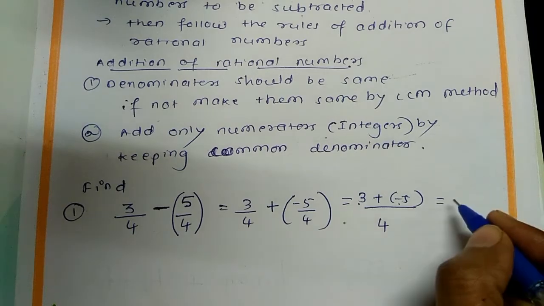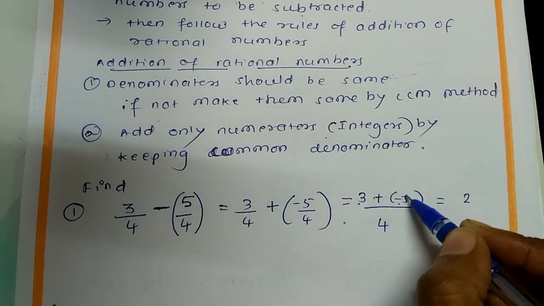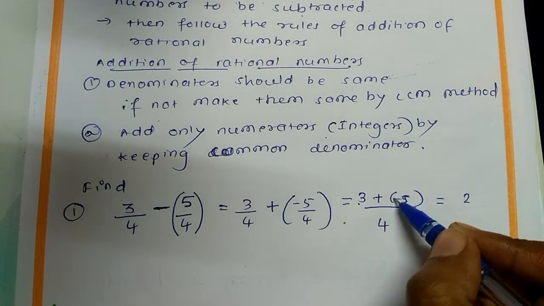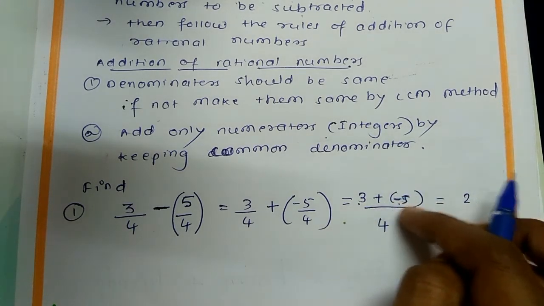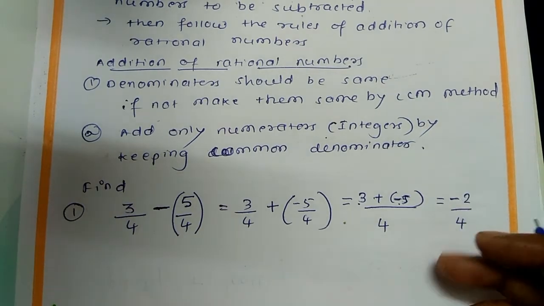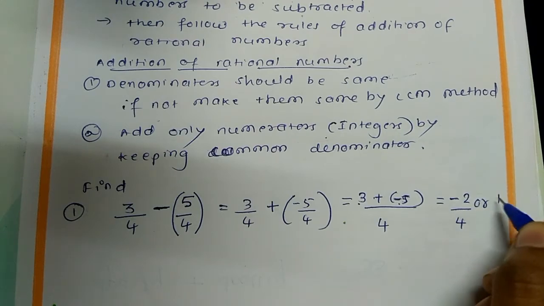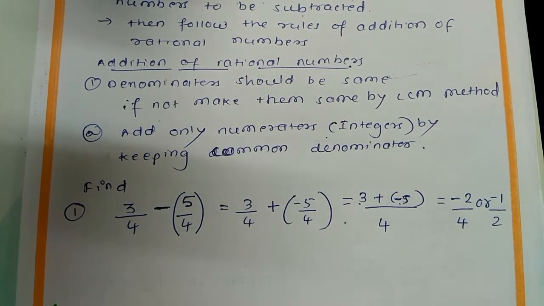So you have to subtract: 5 minus 3 is 2, and you give the sign of the greater digit. Which is the greater digit here? Ignore the sign, and 5 is the greater, so minus is its sign. Minus 2 divided by 4. If you want, you can reduce this to the lowest form, or you can keep it as it is; 2 ones are 2 and 2 twos are 4.